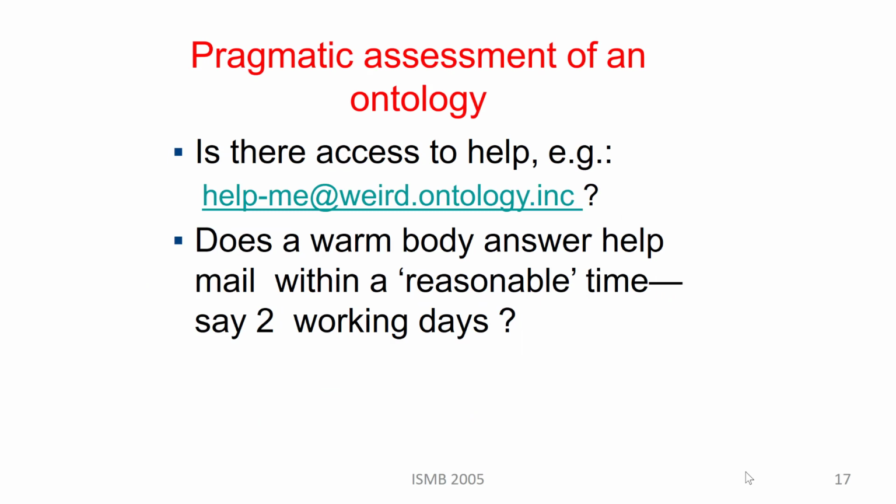Finally, there is the necessary counterpart of the people reporting errors, which is that there are people responding to those reports and fixing the errors. And Michael formulates this as follows: does a warm body answer help mail within 2 days? And that, I believe, is still the rule within the Gene Ontology, that they have a help desk which receives a lot of queries, and they have a guarantee that there will be a response within 48 hours.